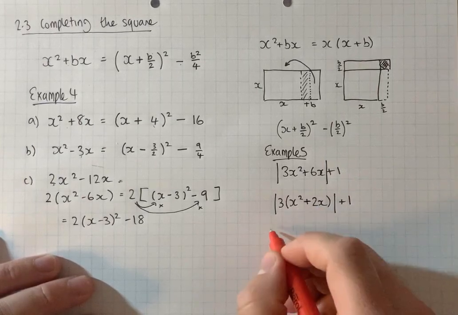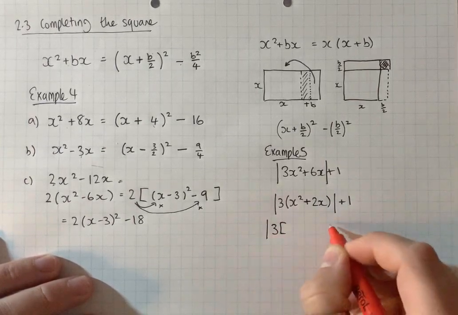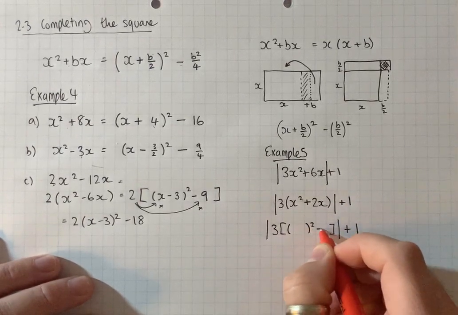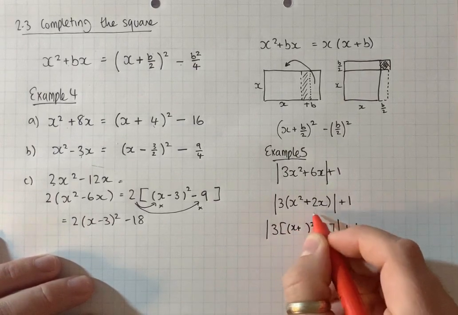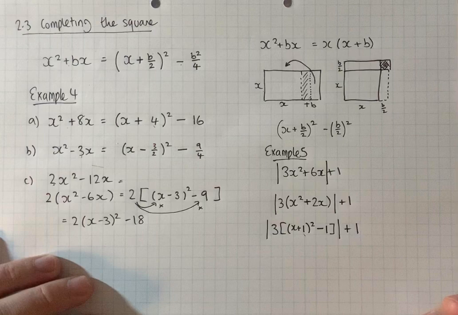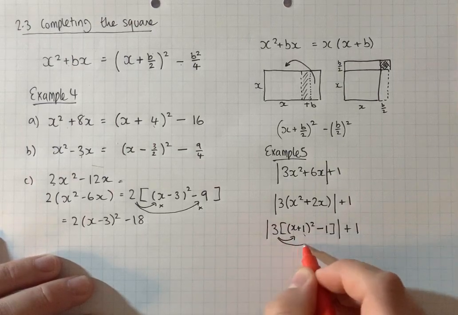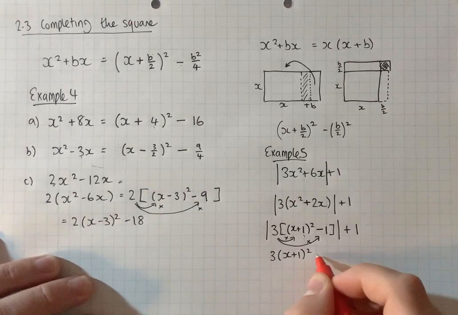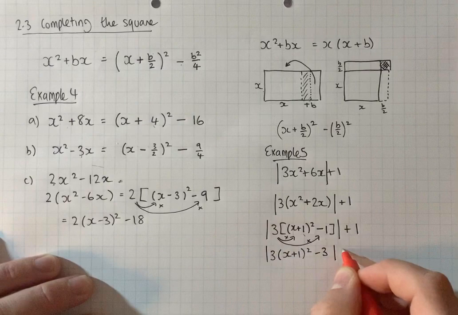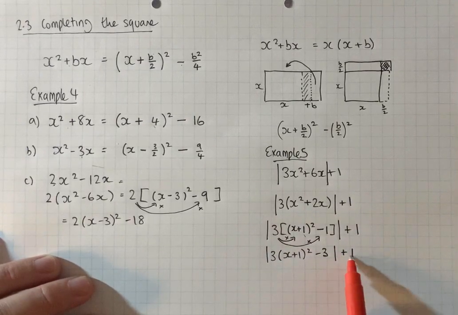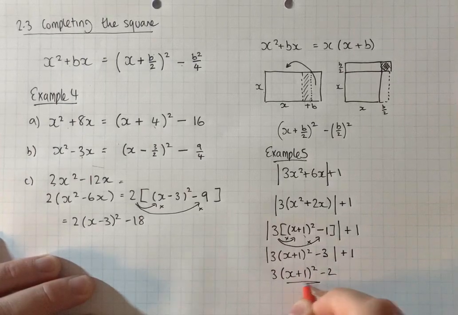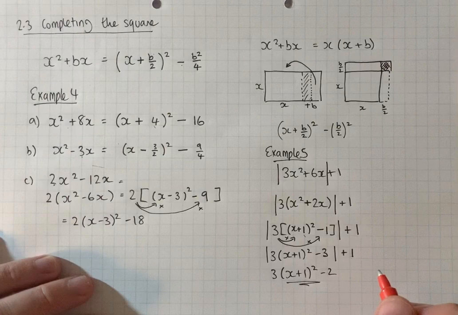Now I'm going to complete the square of this. So it's going to be bracket, squared, subtract, x plus half of this, which is 1, 1 squared is 1. Now I'm going to need to multiply both of these by 3. 3 brackets, x plus 1 squared, minus 3, plus 1. And then to finish off, minus 3 plus 1 is minus 2. So have a go now at exercise 2.